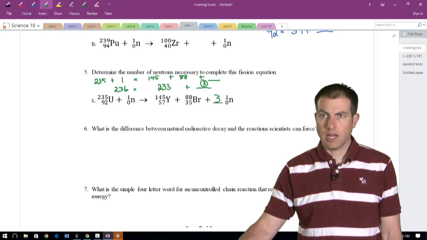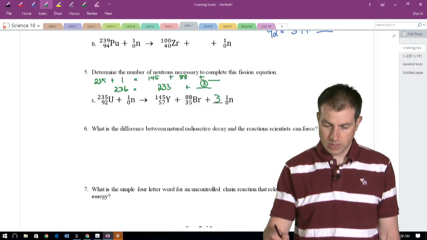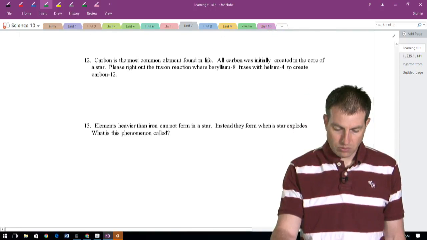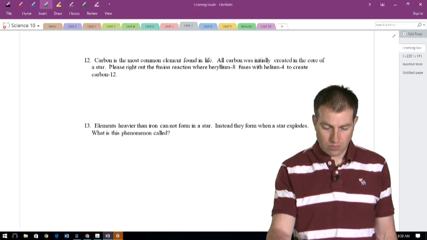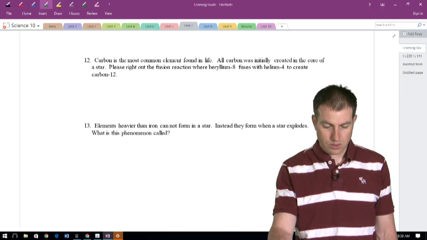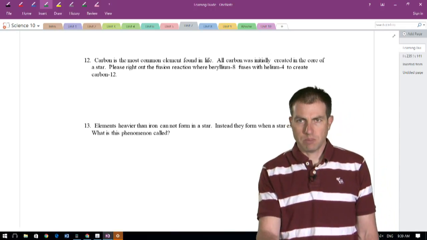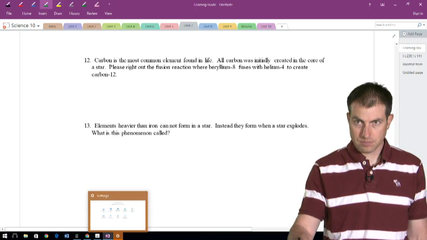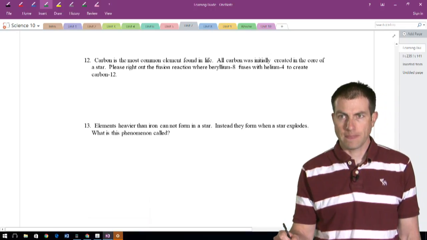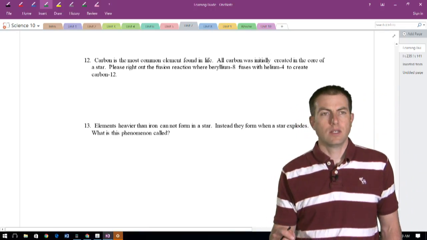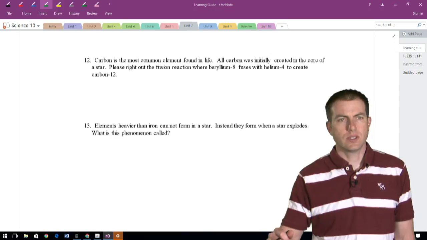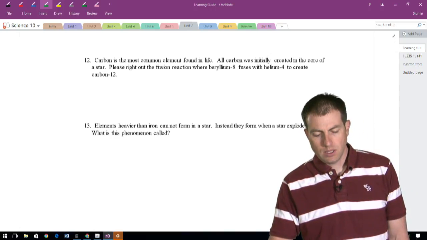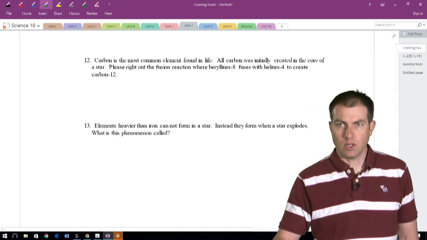4, 5, 13. That's the next one. Elements heavier than iron cannot form in a star. Instead, they form when stars explode. What is this phenomenon called? Does anybody know what happens or what's called when a star goes boom? You guys study this in grade 9, I believe? Nobody knows what's called when a star goes boom?